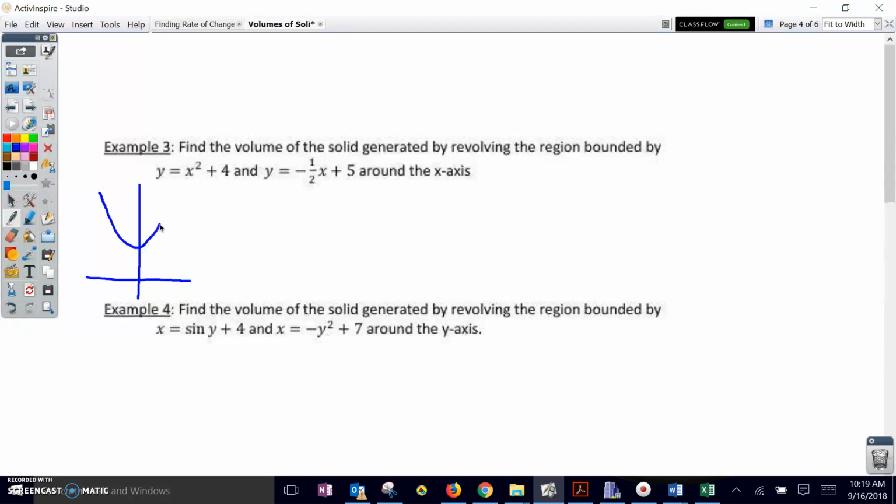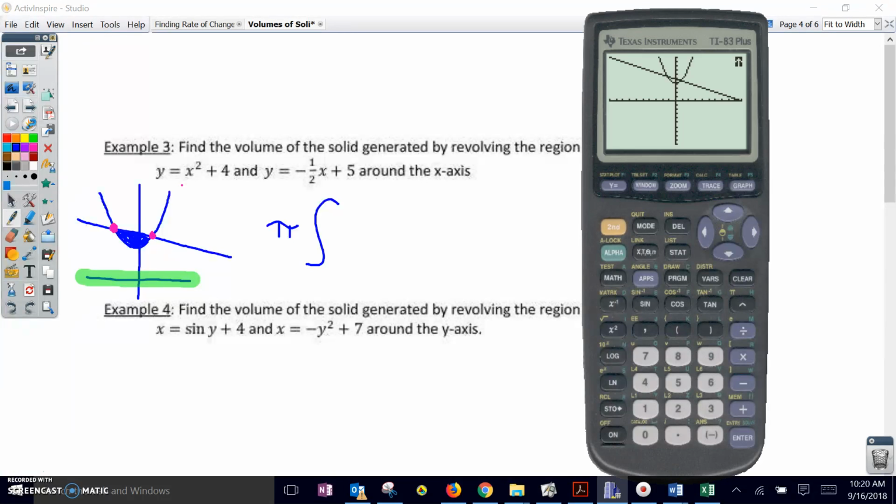So we've got a parabola, a line like this, and we're finding the volume of the solid generated by this region when we're revolving around the x-axis. Okay, so we'll set this up, we've got pi times the integral. Now I need my limits of integration, and they're going to be the left endpoint's x coordinate and the right endpoint's x coordinate. I'm going to go ahead and find those on my calculator. So we'll find the intersection points.